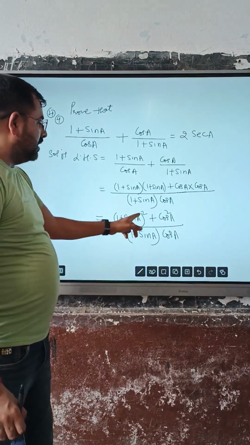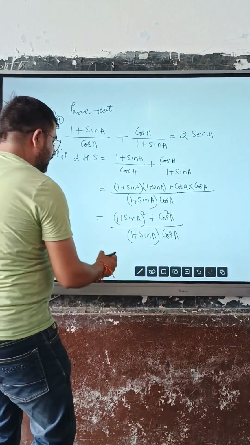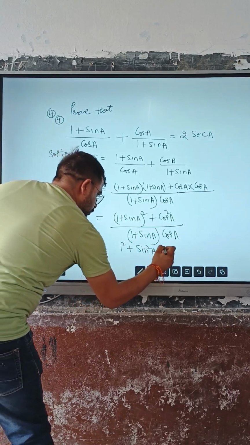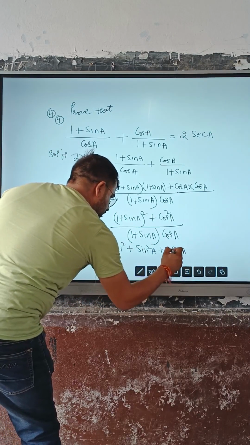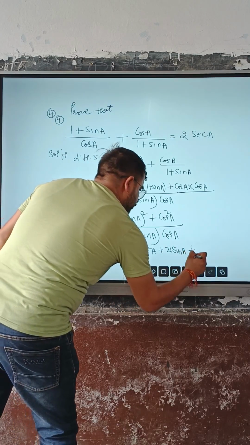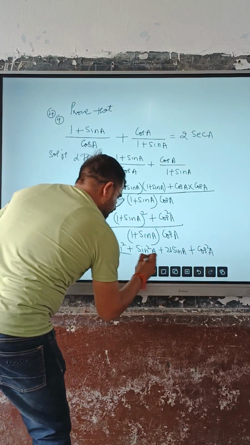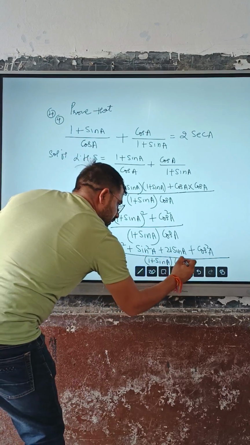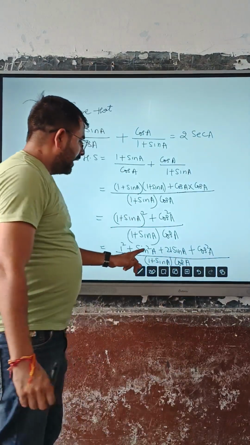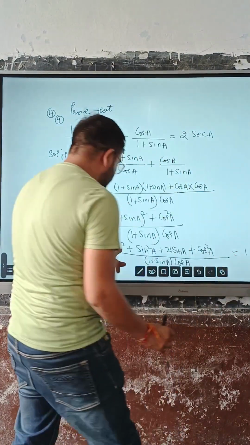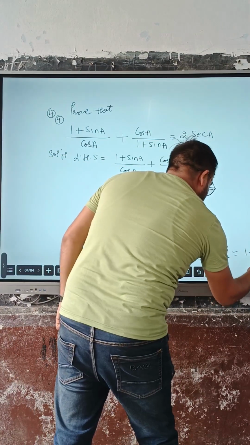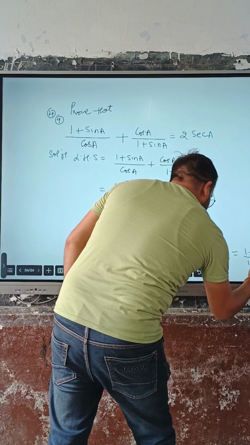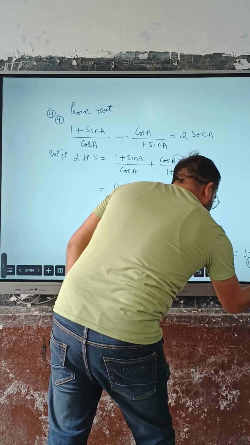So that is (1 plus sin A) whole square, that is (A plus B) whole square. So we can apply the identity, that is A square plus B square plus 2AB, plus cos square, over 1 plus sin A into cos A. So now sin square plus cos square is equal to 1, and square of 1 is also 1, and sin square plus cos square is 1, and 2 sin A over 1 plus sin A into cos A.